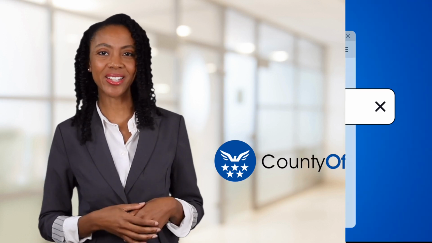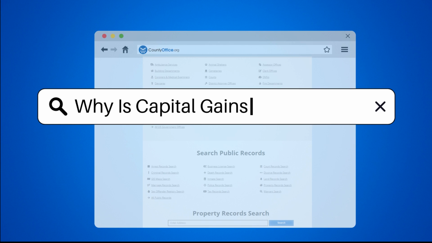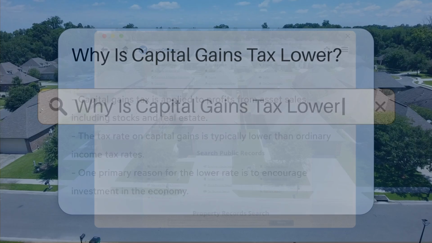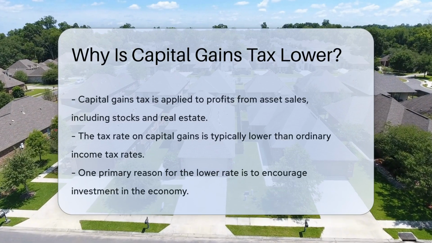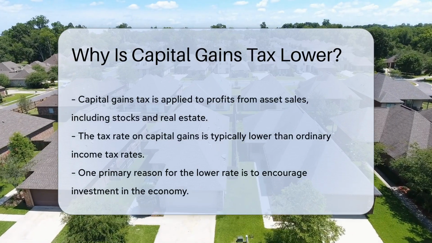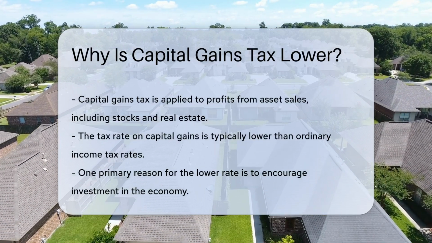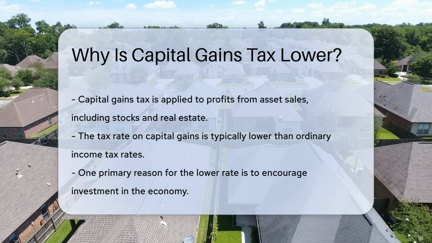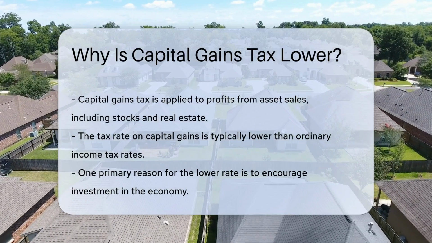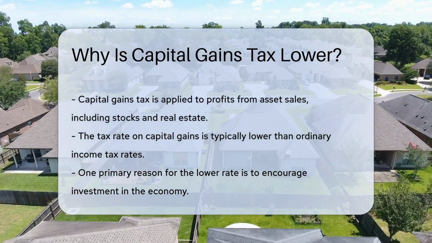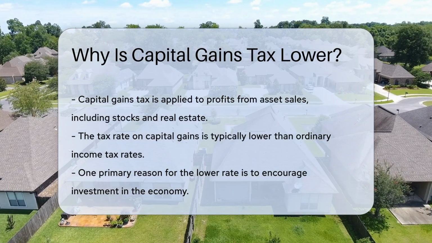Let's get started. Why is capital gains tax lower? Capital gains tax applies to the profit from the sale of an asset. This includes stocks, real estate, and other investments. The tax rate on capital gains is often lower than ordinary income tax rates. One reason for this lower rate is to encourage investment.